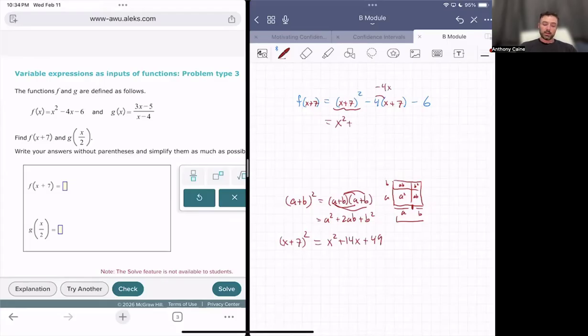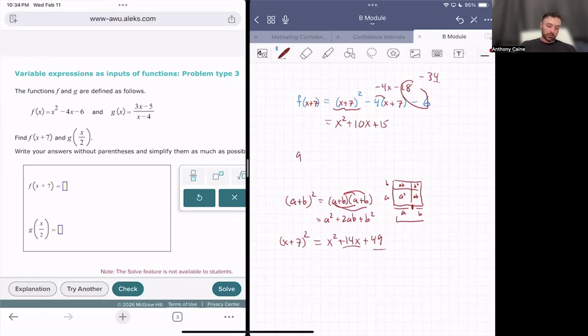This is a minus 4x and a minus 28. Minus 28 minus 6 is minus 34. Okay, so I have 14 x's minus 4 x's. That gets me 10 x's in total. Then I have 49 minus 34. That's 15. So there is my f function.